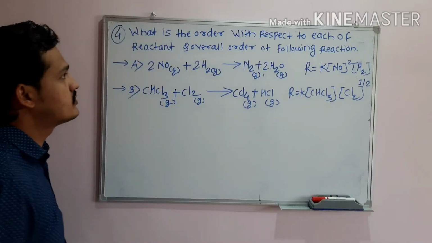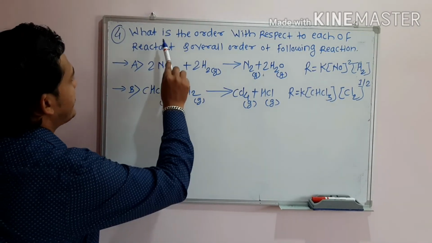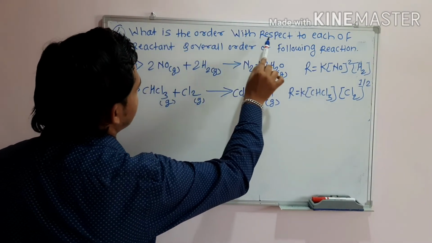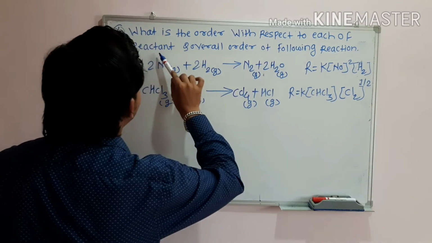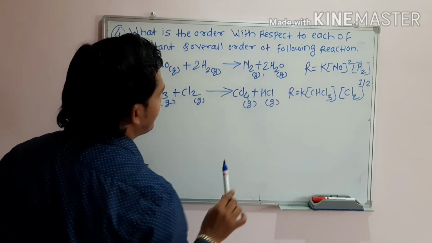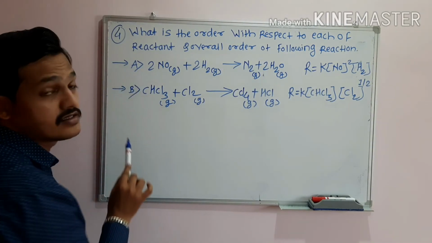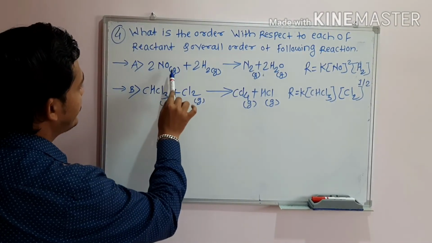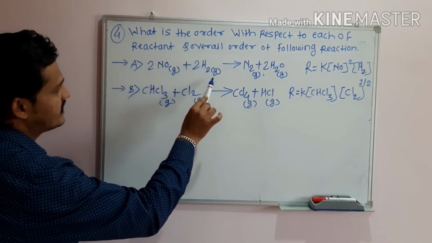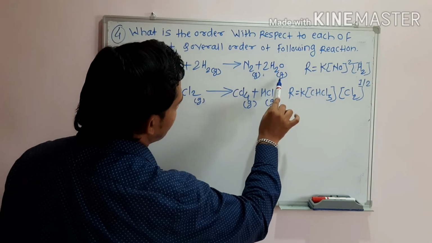Okay. Let us move to the fourth numerical: what is the order with respect to each reactant and the overall order of the following reaction. Now here it is, the reaction is 2NO gas plus 2H2 gas, which gives N2 gas plus 2H2O gas.